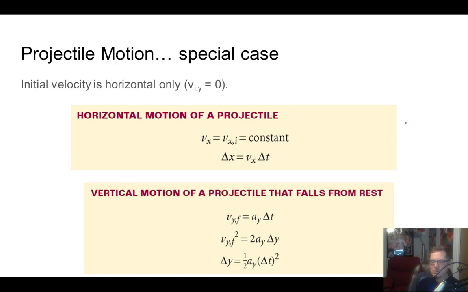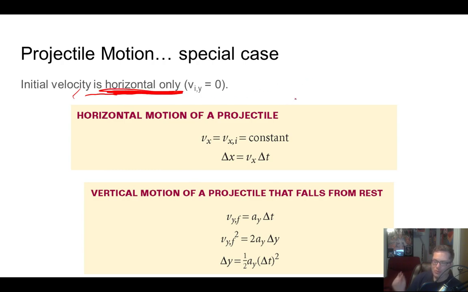All right, so here are some other formulas. Here we go. You ready? The special case of projectile motion is when the initial velocity is horizontal only. That's the key: initial velocity is horizontal only.